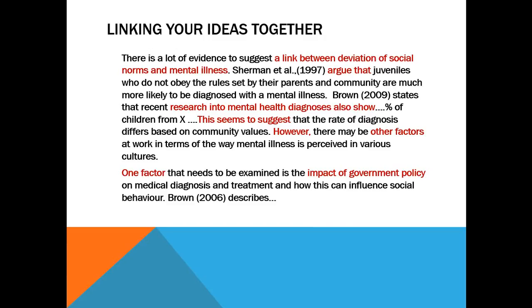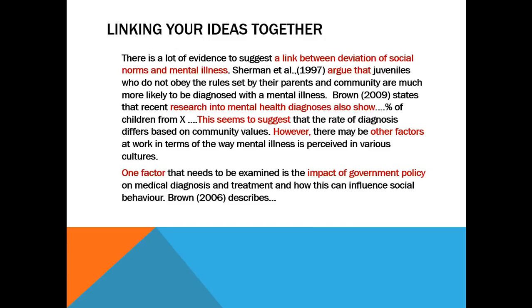Now, a bit more factual information here, and this is where your stats can come in. Brown states that recent research into mental health diagnoses also showed this percentage of children from this particular community, whatever it might be. But here you've got a bit of fact. You've backed it up with some statistics, but you haven't stopped there because you've used this wonderful anchor here. This seems to suggest that the rate of diagnosis differs based on community values. So now you're summarizing that data, telling us what it means. Then you're linking into your next idea.